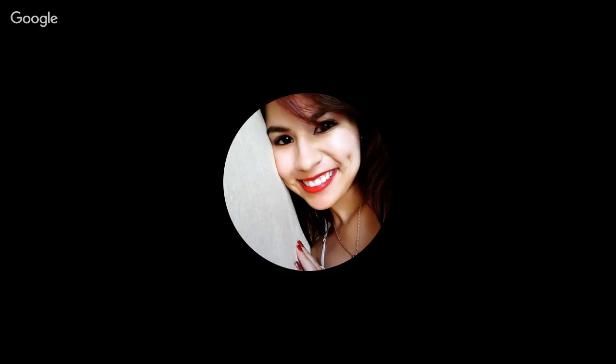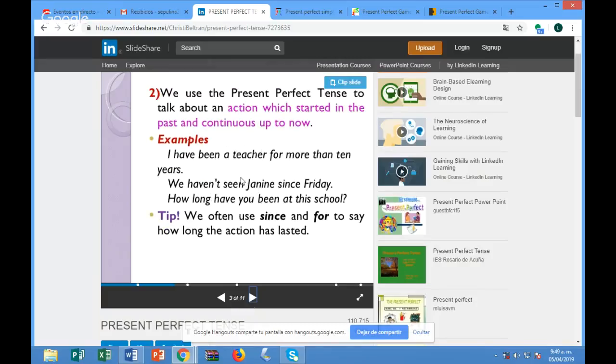So also we have some more words, like she mentioned, since and for, to say how long the action has lasted. So it depends on the phrase that we want to mention. We can use this kind of vocabulary. I have been a teacher for more than 10 years. More than 10 years. And here we have the for and since. How long have you been at this school?